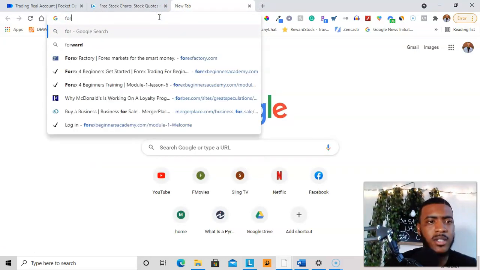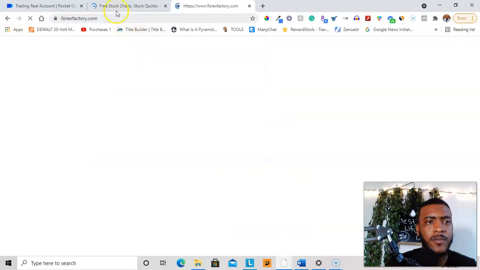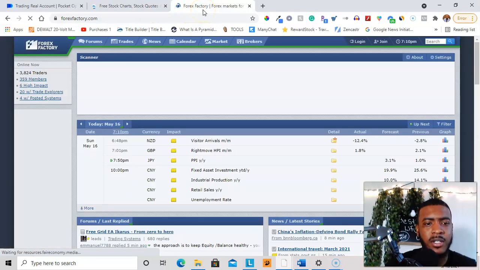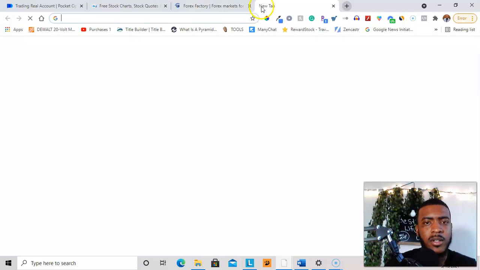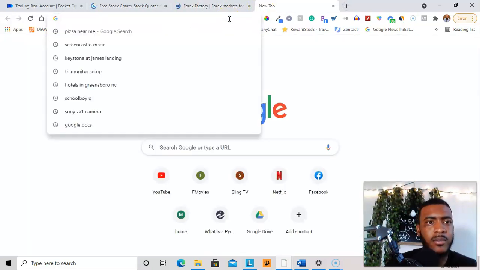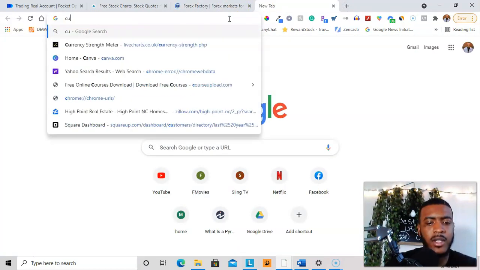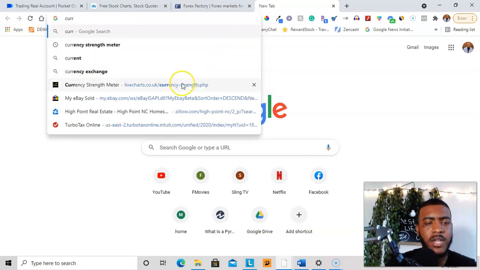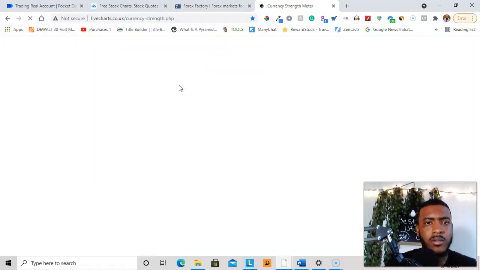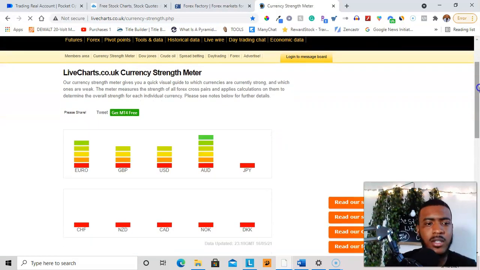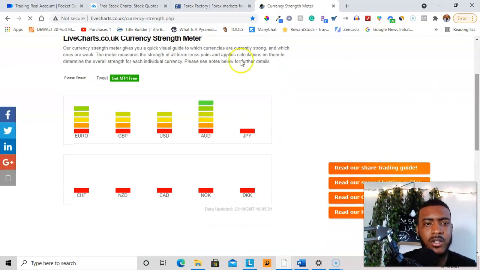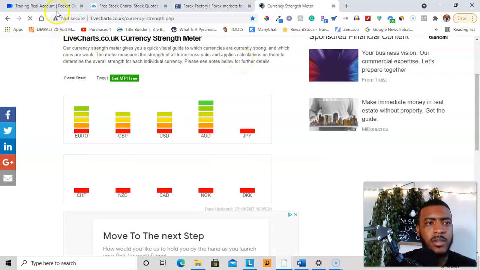A few resources before we get started. TradingView is where we're going to be looking at our charts. We have Forex Factory, which gives us news, which does affect the movement of currency pairs and their strength. And the last one is called Currency Strength Meter. This is also an important tool to see the strength of the currencies we are trading, because that is also a big factor.